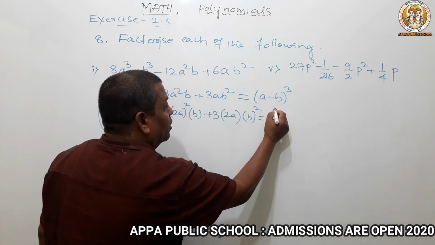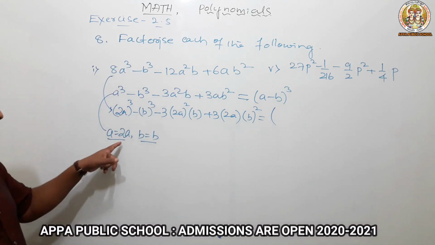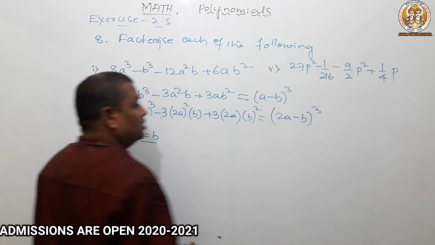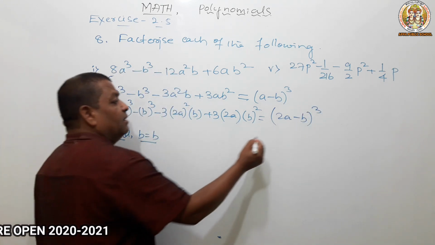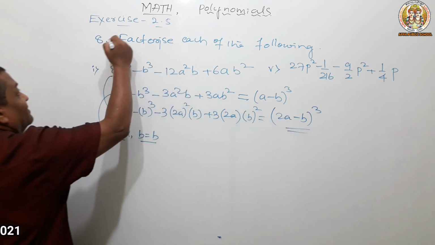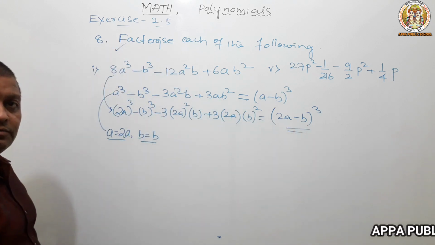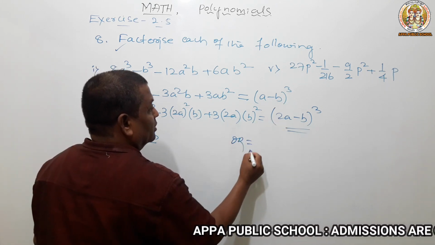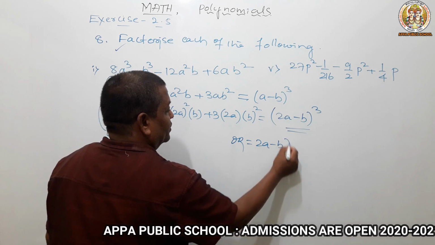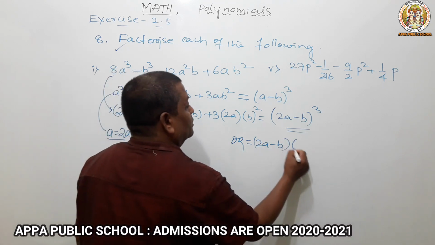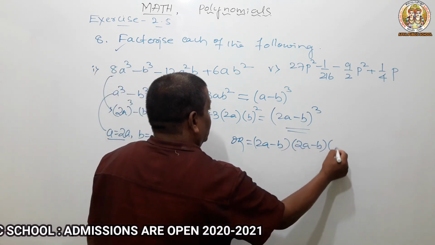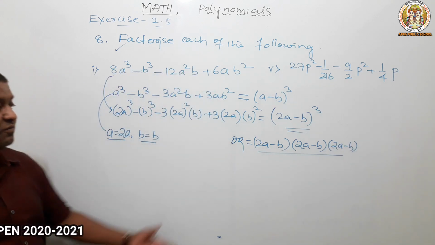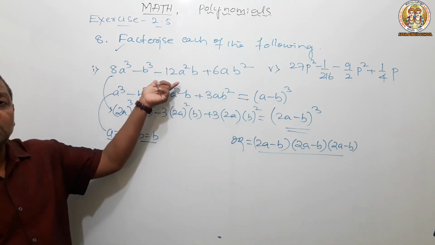a minus b whole cube. So what is a? 2a, minus b whole cube. So this is our answer. But the question is factorize. So because of factorize, we need to write in factors. Write 3 times: 2a minus b, 2a minus b and 2a minus b. So these are the 3 factors of the given expression.